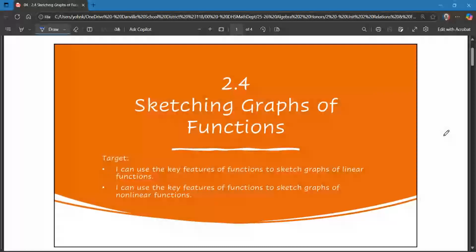Hey kids, welcome to section 2.4, sketching graphs of functions. Today you're going to learn how to use key features of functions to sketch graphs of linear functions and then sketch graphs of nonlinear functions.